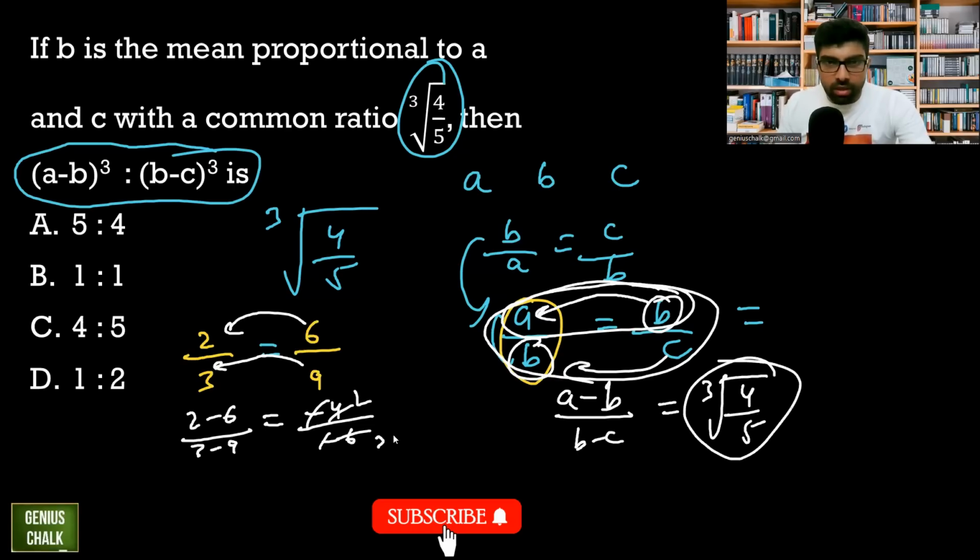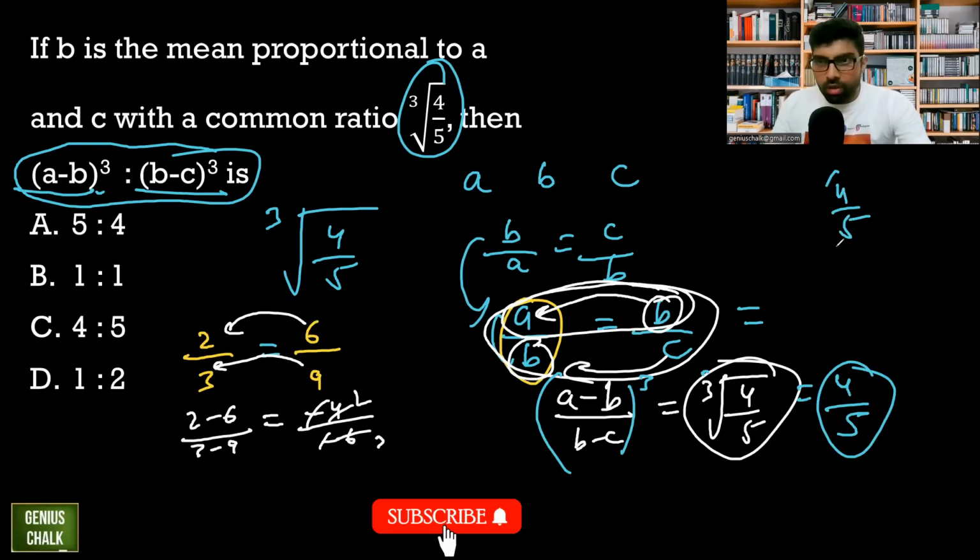Now what is asked? It's saying find the cube of it. A minus B cube, B minus C cube. So taking cube both sides, this cube is cancelled. So this is cube both sides. So it will be like 4 by 5. Cubing means 1 by 3 power, and if I do the cube, that's how this is cancelled. So it is 4 by 5, which is option C, right?